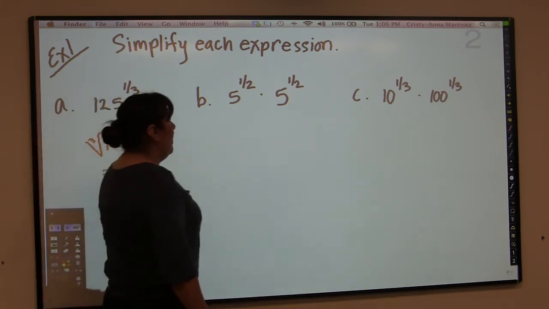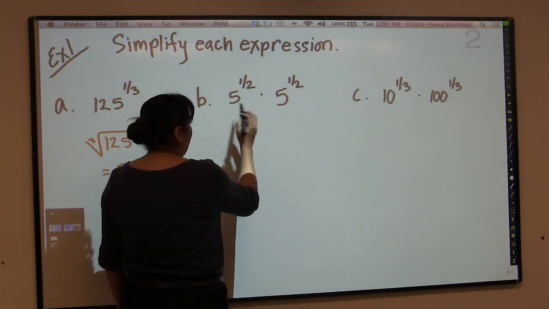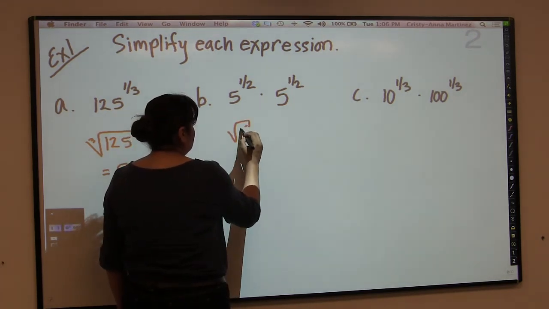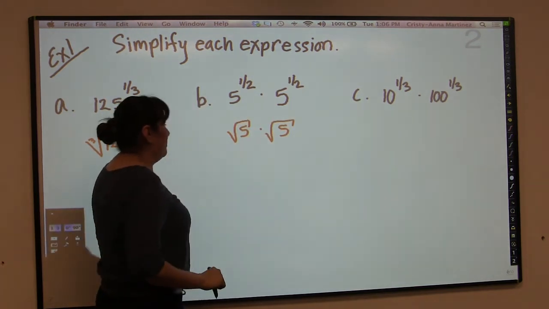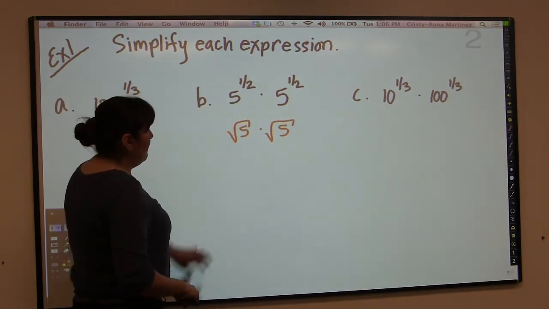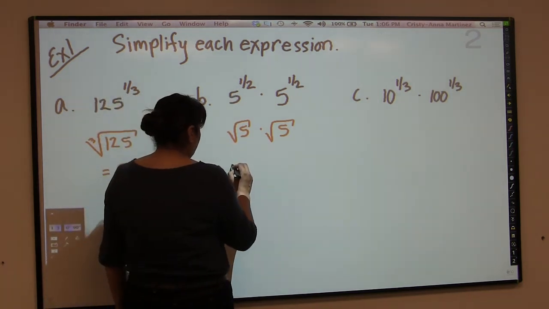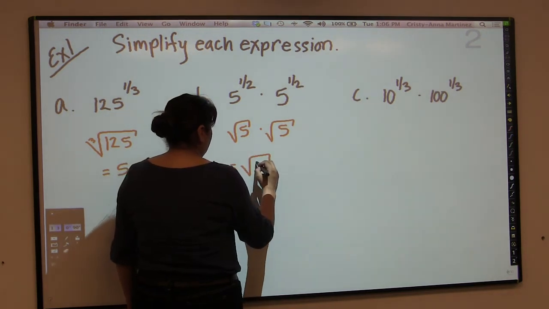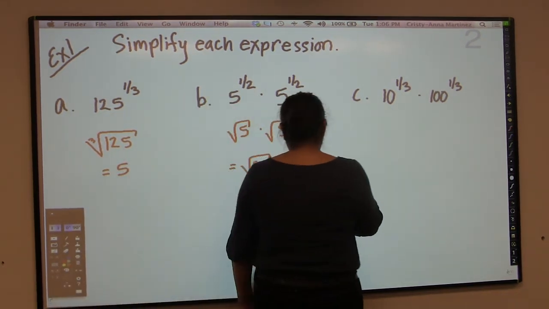So there's that. 5 to the 1/2 power here, what you can do is rewrite these as square roots, because we can convert the fractional exponent into a radical, and 1/2 is going to be square root. So that means that we have the square root of 5 times the square root of 5, which is the square root of 25. And again, the square root of 25 is 5.